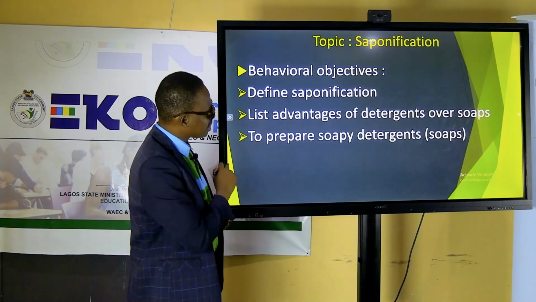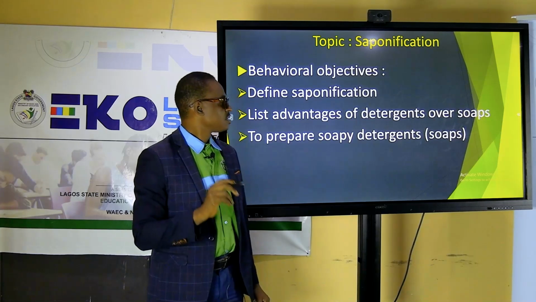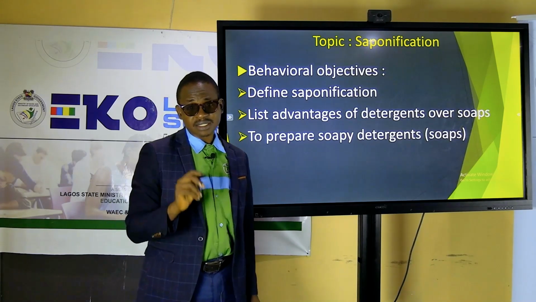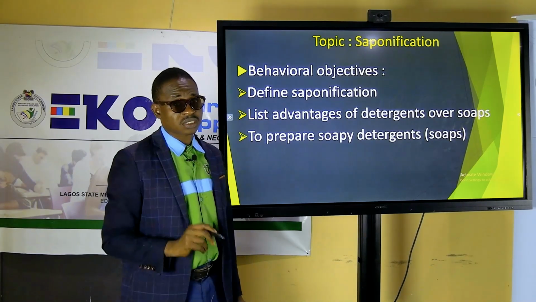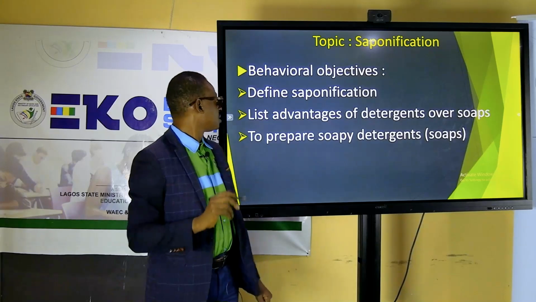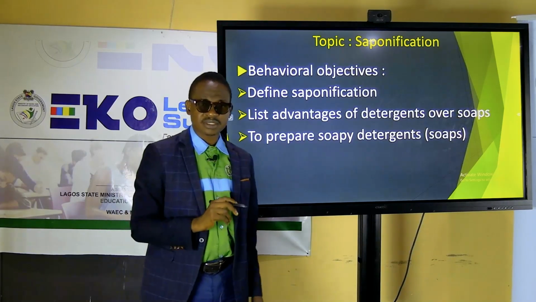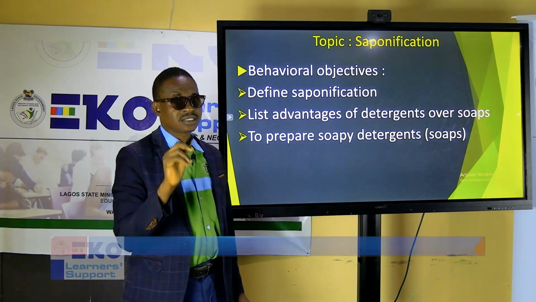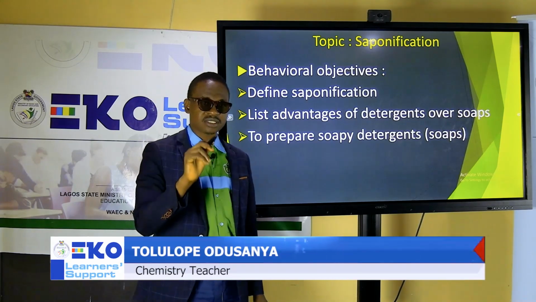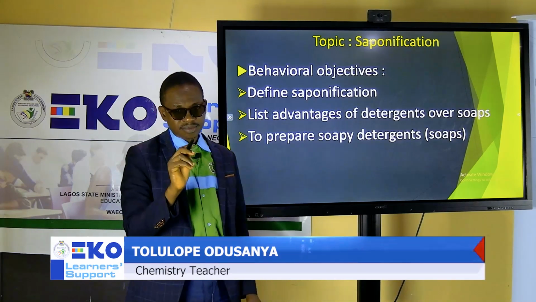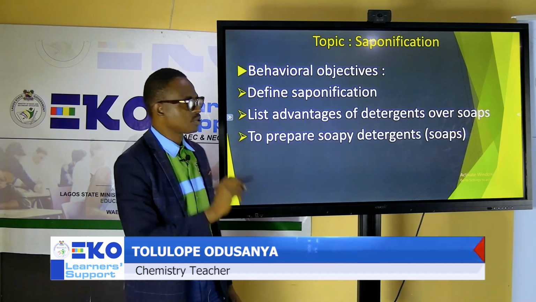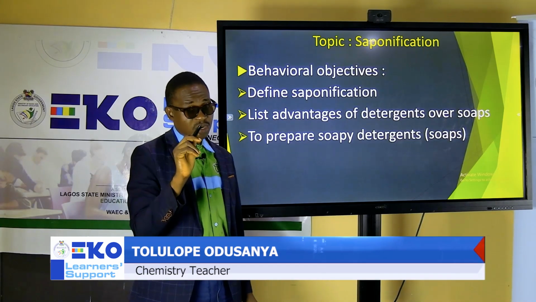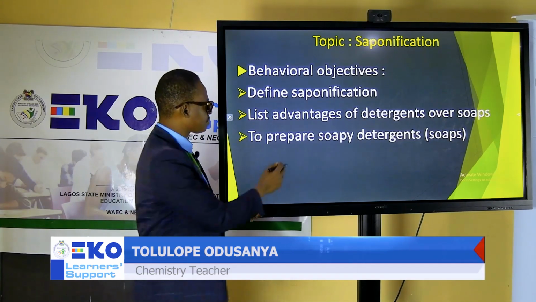Good. Then to prepare soapy detergents, the one that we generally call soap. So these are the three objectives that we want to achieve at the end of this particular class. I hope you are following me. Good. So shall we go on? Fine, let's go on.